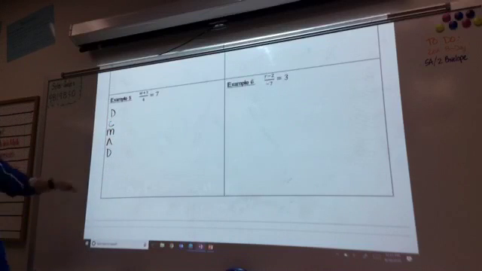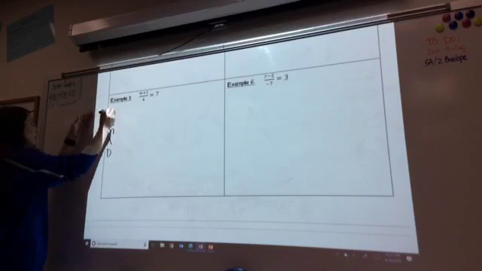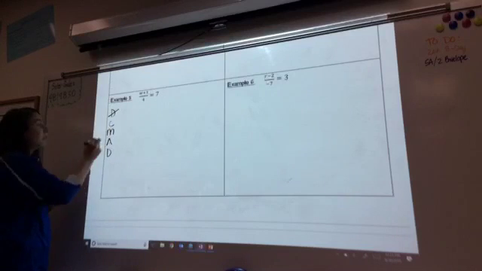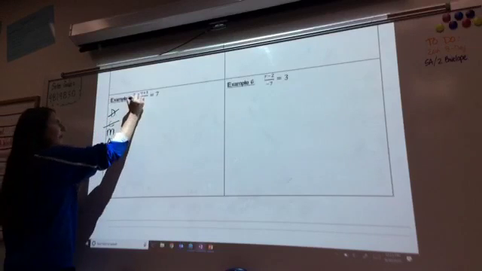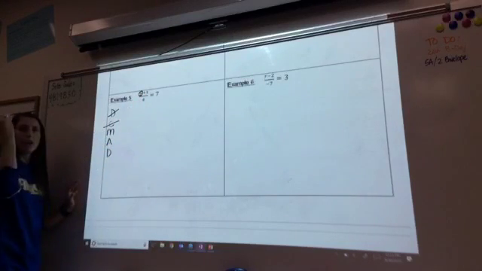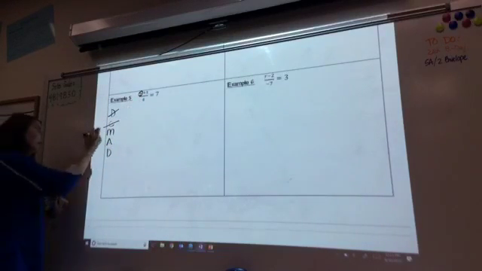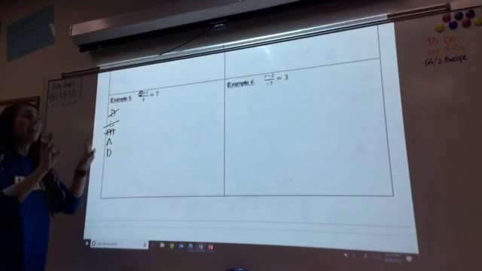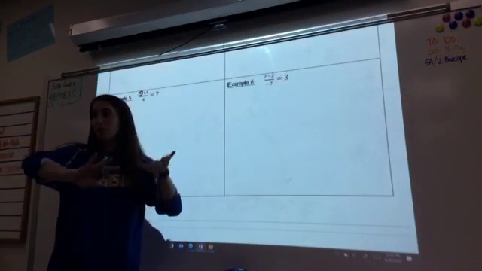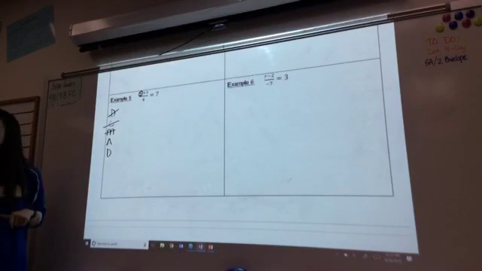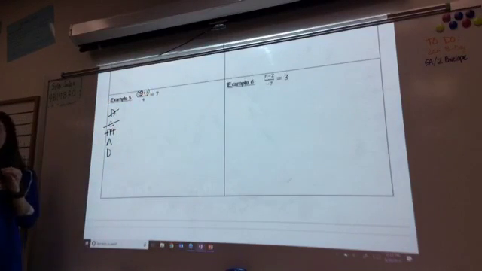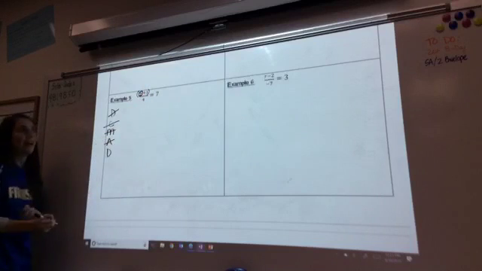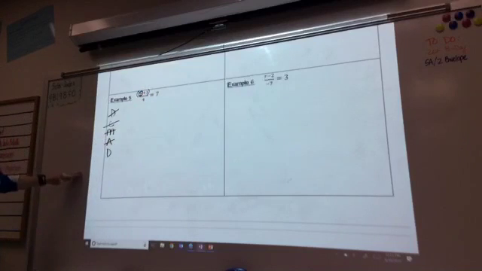So watch. Anything to distribute? No. Anything to combine? Anything to move? Sorry, not multiply. Isn't our W already on its side by itself? Yes. Okay, is there anything adding or subtracting by itself that can move? No, because the top of my fraction is stuck together. Can't move that. Now, this says divide.